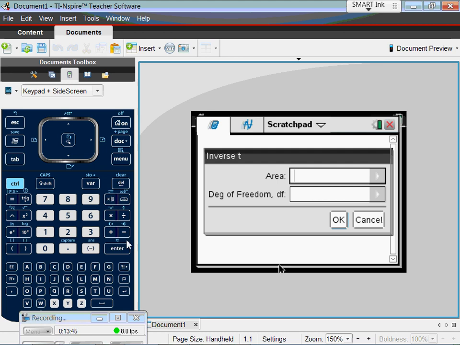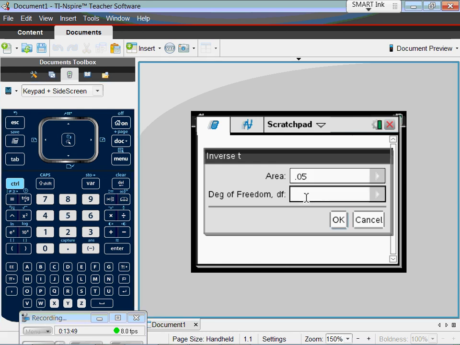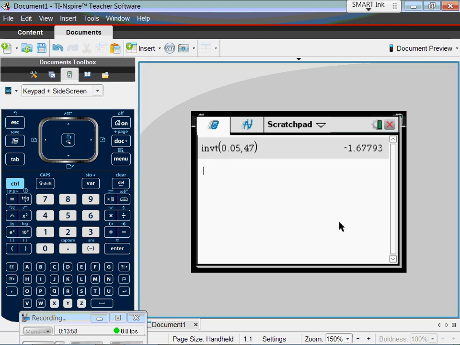So what do I plug in? 0.05. And we are going to do our most accurate degrees of freedom. So we had 48 for our n, so our degrees of freedom is 47. And this will give us a better T star. That's why I have this answer in my paper.